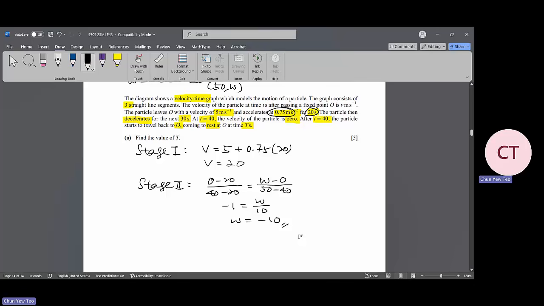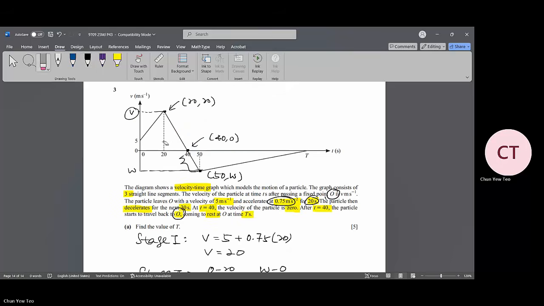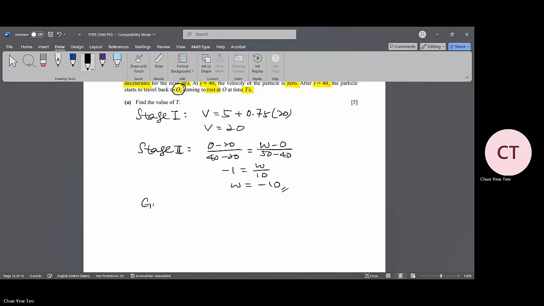Then what else can we do? They mentioned that it starts from O and it's coming back to O. That means the total displacement must be 0. That means the area over here and the area over here must be the same. Okay, that is the meaning of it. So we just say that the total displacement equals 0.